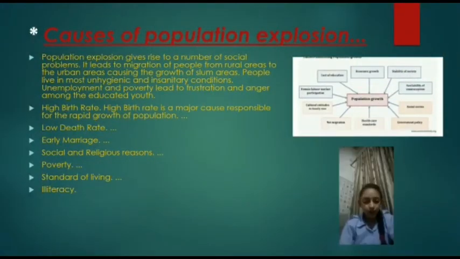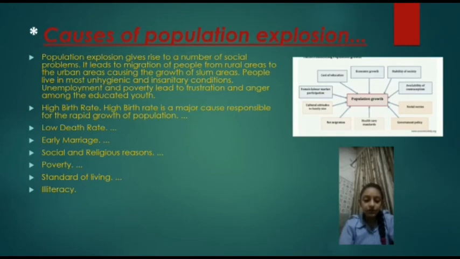Let's talk about causes of population explosion. Population explosion gives rise to a number of social problems. It leads to the migration of people from rural areas to urban areas, causing the growth of slum areas. People live in most unhygienic and insanitary conditions. Unemployment and poverty lead to frustration and anger among the educated youth.